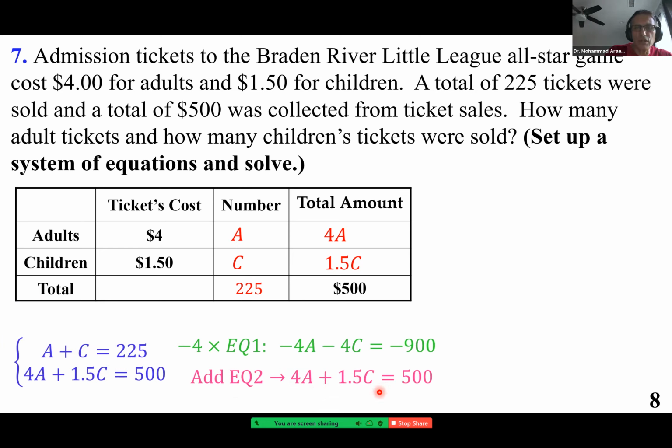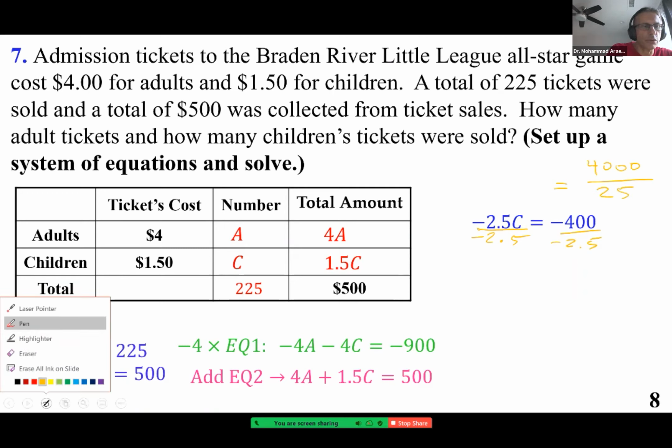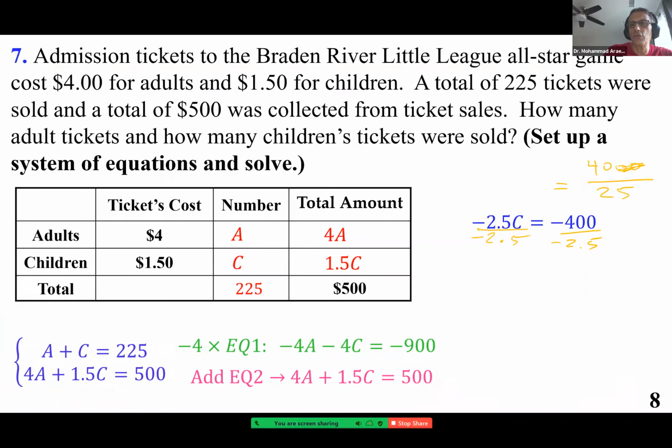Those two cancel each other. These two add up to -2.5C, and the right side is -400. We are going to divide both sides by -2.5. Negative over negative is positive, so it's the same as writing 4,000 over 25. And I hope you know that 100, if you drop 2, and this one gives you 4.